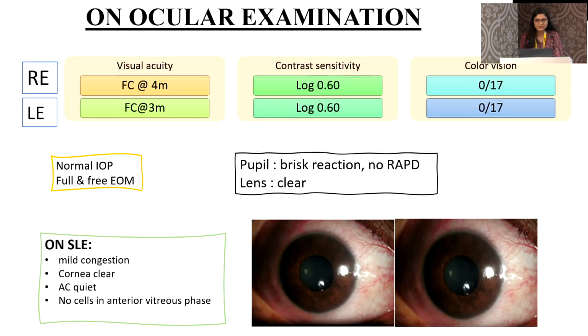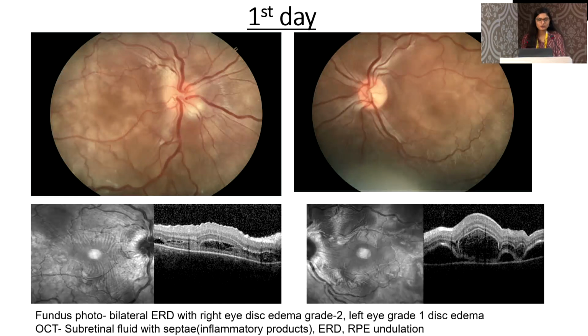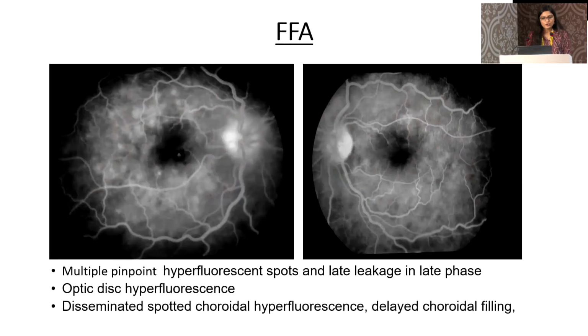On assessment of the anterior segment on slit lamp examination, mild congestion was noted, the cornea was clear, the AC was quiet, and there were no cells in the vitreous. On evaluation of the posterior segment on the first day, bilateral exudative RD and papilledema were noted. On OCT evaluation, subretinal fluid was noted with septal formation, exudative RD in both eyes, and RPE undulations. On FFA, multiple pinpoint hyperfluorescence was noted, along with optic disc hyperfluorescence and late phase leakage.